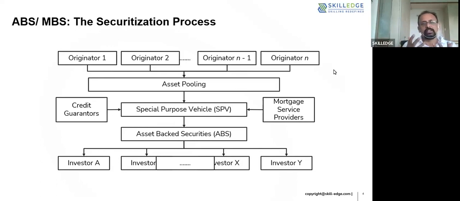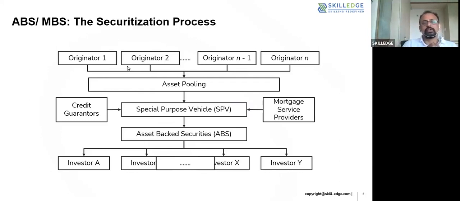So originators can come together and create a pool also, right? That's called asset pooling, pooling those assets together under one master agreement. Then selling it to the SPV. Then the mortgage service provider will service that. It will be created into an asset-backed security or a mortgage-backed security and sold out to various investors, right?